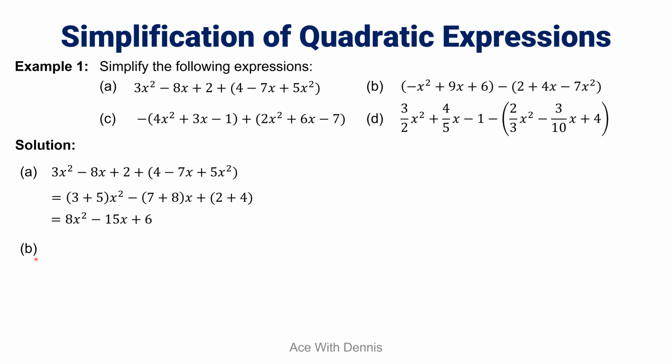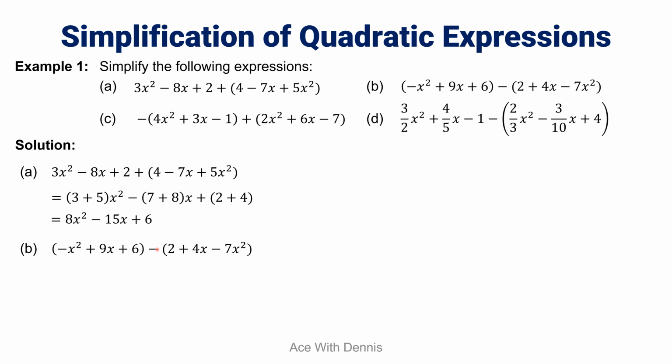However, let's look at B. From here, bracket negative x squared plus 9x plus 6. The first bracket also doesn't bring any meaning here. You can just ignore the bracket. But for the second bracket here, we have the operation of minus in front.